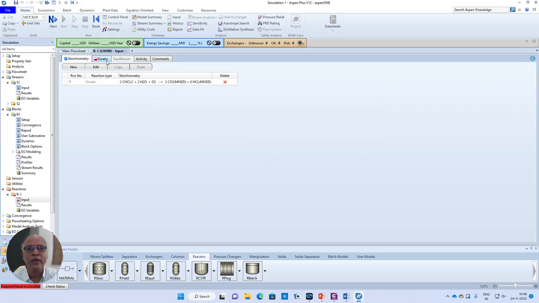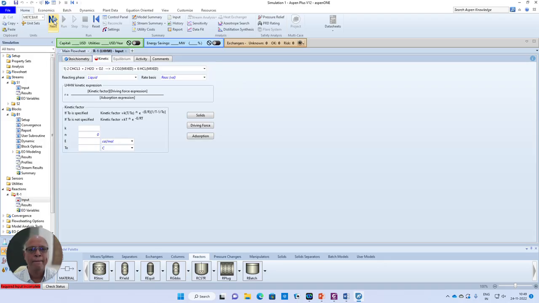Now we are supposed to address the kinetics. Now choose this as vapor. The rate basis is not volume. Choose it as catalyst weight. So this is what we need to address. First of all, we are addressing the kinetic factor. Now, as I said, the kinetic factor here is 1.